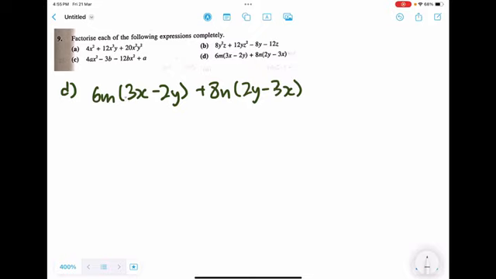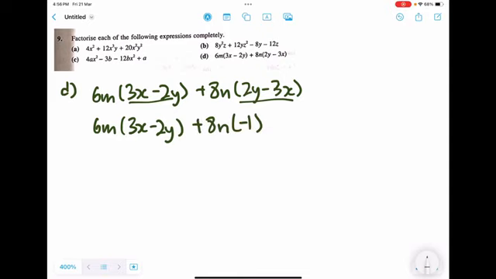Now I want to direct your attention to these brackets over here. We see that, hey, it is actually very similar. I have positive 3x and negative 2y over here. But on the other side, I have positive 2y and negative 3x. Now, what I want to do in this situation is to factorize out a negative 1 out of this bracket. That will help me to flip the signs for both terms in the bracket. So what that gets us is 6m times 3x minus 2y plus 8n, bracket, negative 1 times 3x minus 2y.